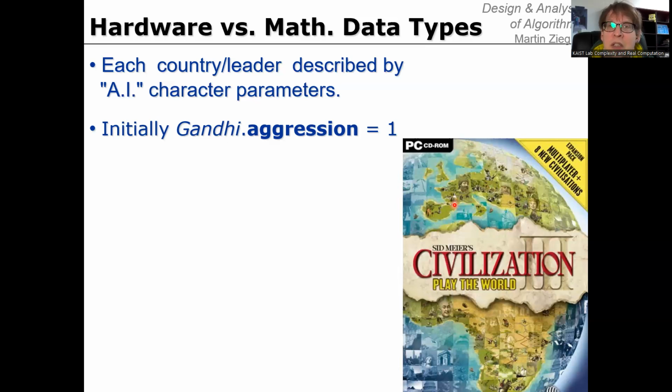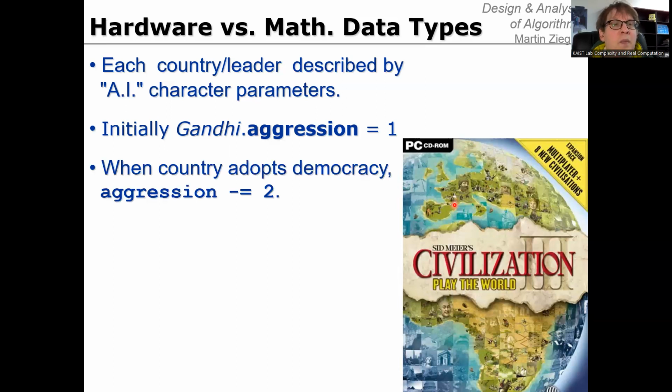So democratic countries are less likely to join war. And so this was the rule: whenever a country adopts democracy, decrease its leaders' aggression parameter by 2. Now, what happens if you decrease 1 by 2? What happens when India, during its simulation of its history, develops democracy? Well, mathematically, decreasing 1 by 2 results in -1.